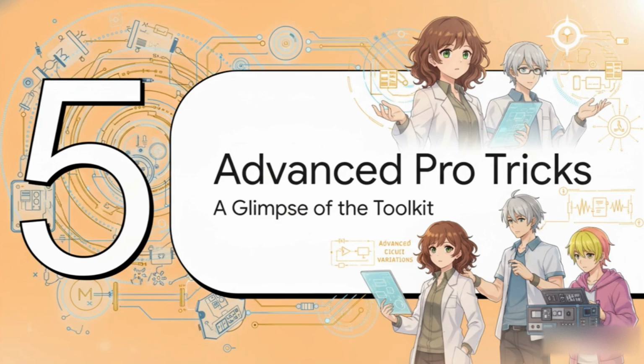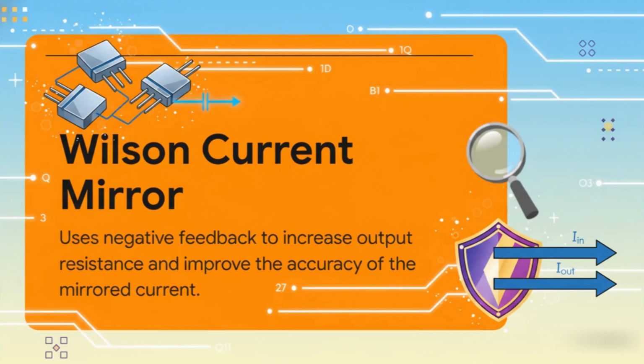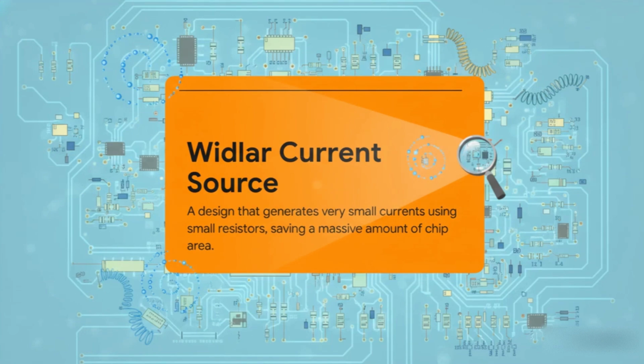Okay, now that we have our core building blocks down, let's take a real quick peek into the Pro Toolkit at a few advanced versions that solve some very specific problems. First up is the Wilson current mirror. This is basically a souped-up deluxe version of our basic current photocopier. It cleverly uses an extra transistor to create some negative feedback, which makes the copied current way more accurate and a lot more stable.